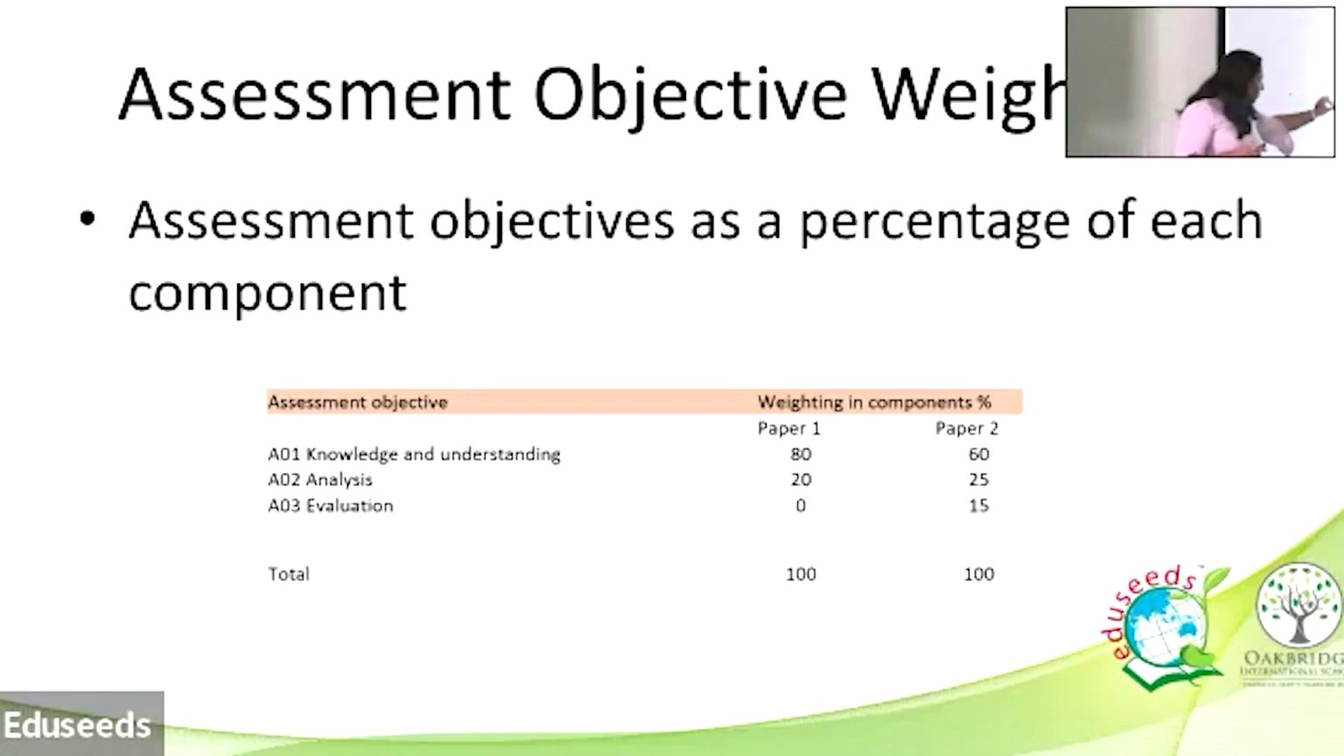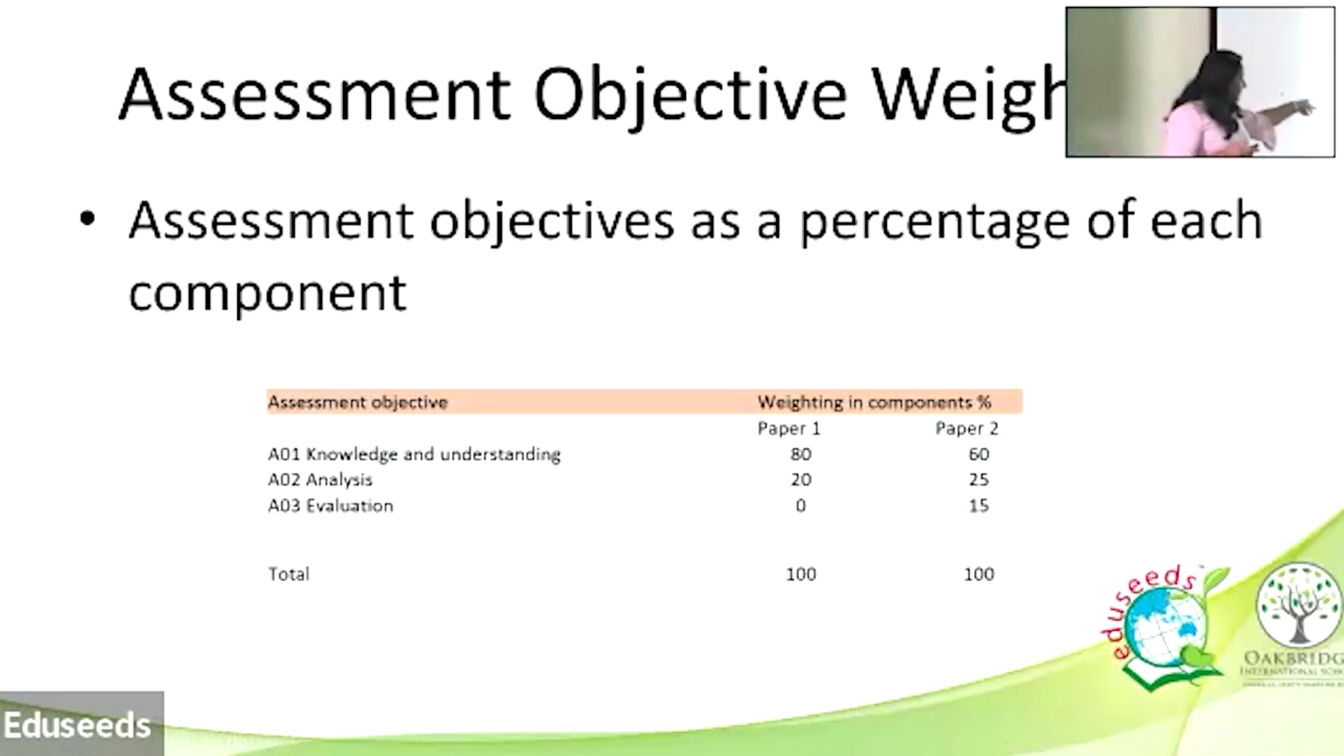That means 80% on your knowledge and understanding, 20% on the analysis. So evaluation is where you have to calculate and you have to interpret and you have to write it, right? But paper 1 is MCQ. That's why you see a 0 there, because you're not going to write anything. You're just going to circle the right answer, right? Whereas in paper 2, still the first objective carries the highest weightage, 60%. The analysis is 25% and the evaluation is 15%. That means you have to do some calculations and you have to write out your analysis and decision making.